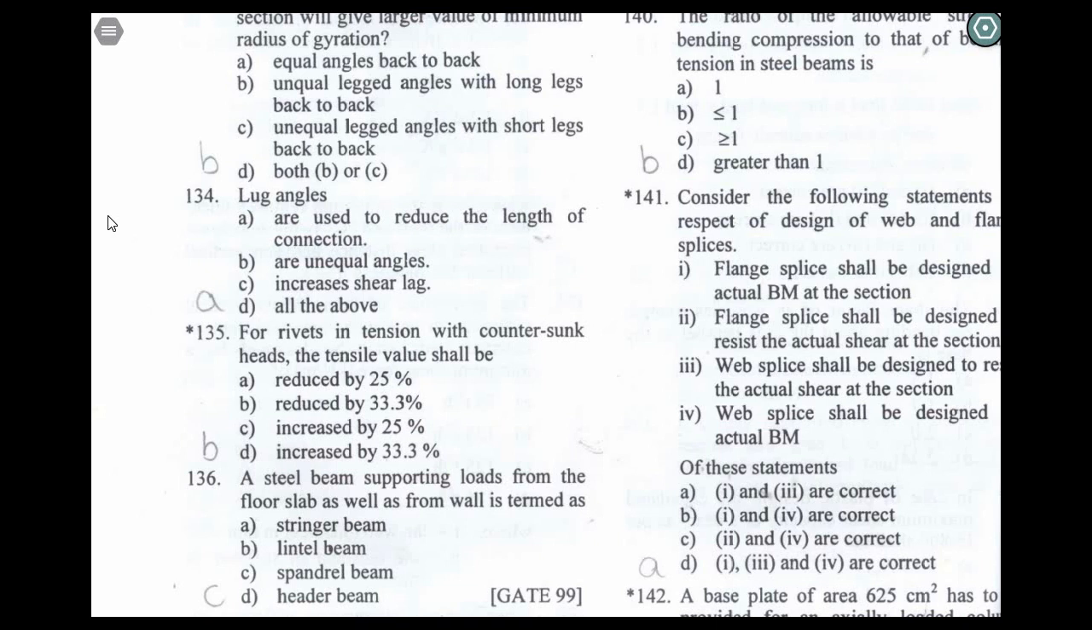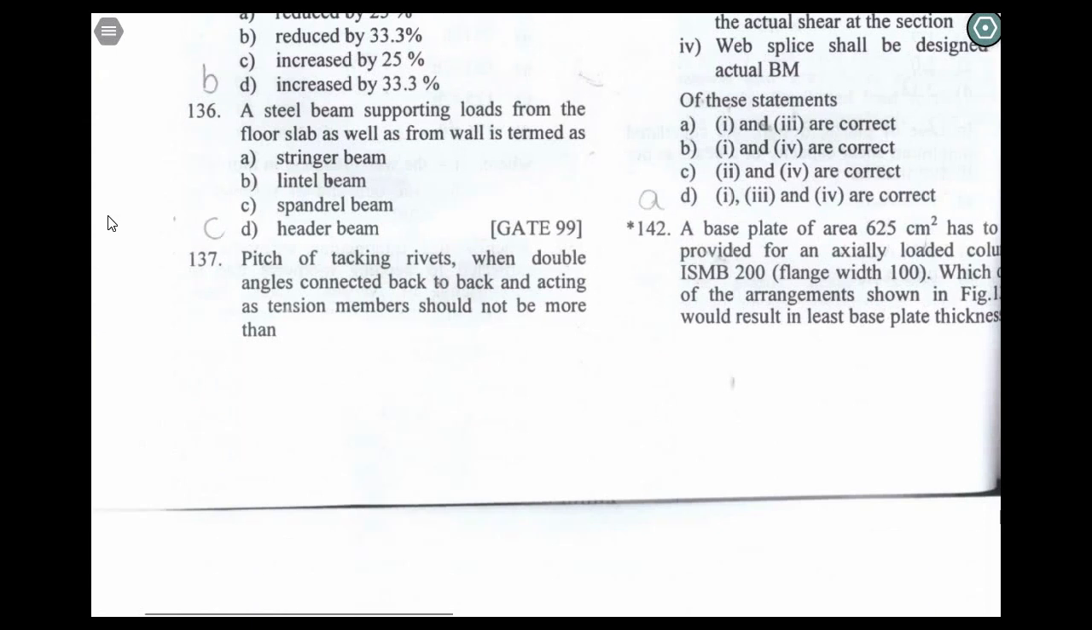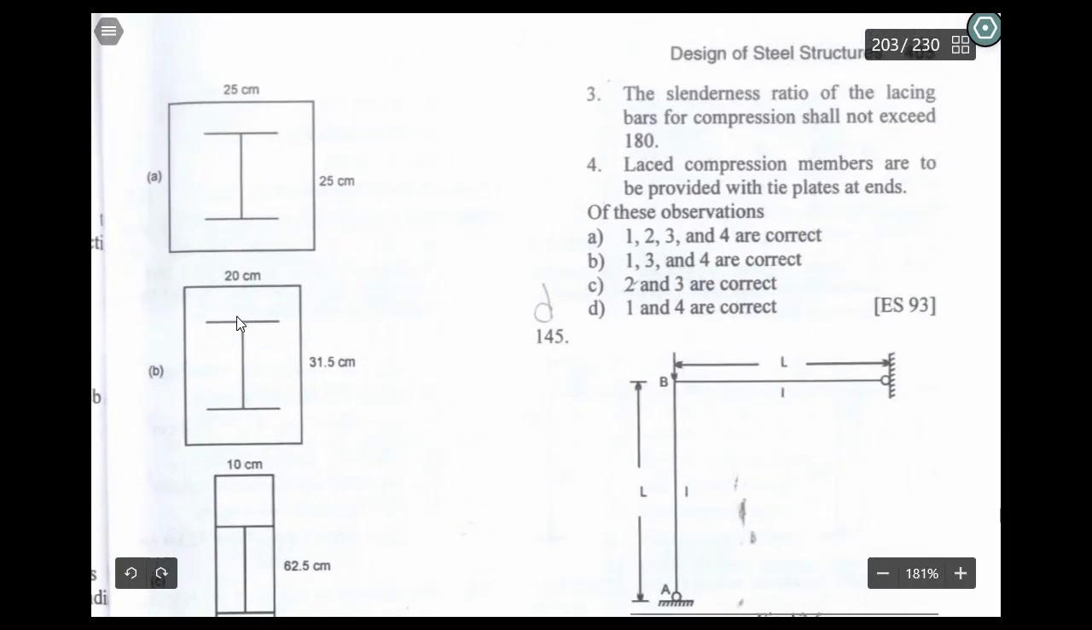Flange splice shall be designed for the actual bending moment, and the web splice shall be designed for the actual shear at the section. Next question number 142. A base plate of area 625 centimeter square has to be provided for an axially loaded column ISMB 200, flange width 100. Which of the arrangements shown in the figure would result in least base plate thickness? Here you can see the figures.